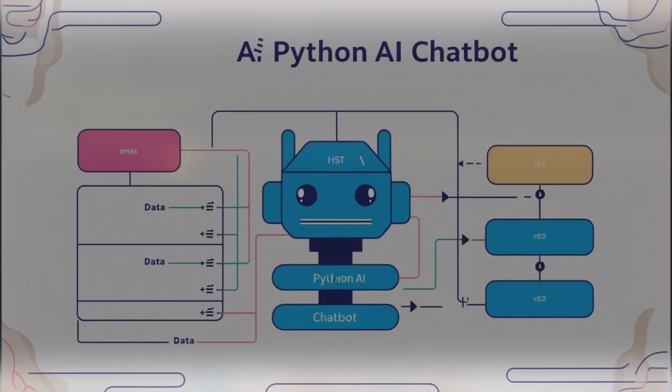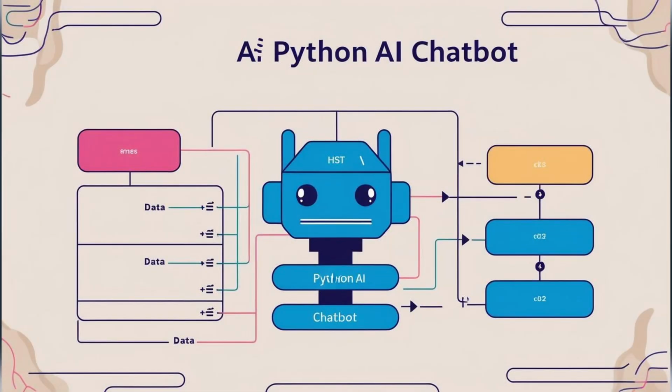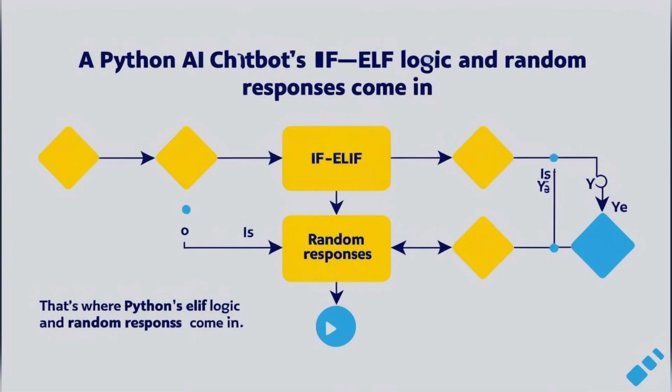A chatbot is basically a program that listens to what you say and responds back. But how does it know what to say, right? That's where Python's if-elif logic and random response come in.